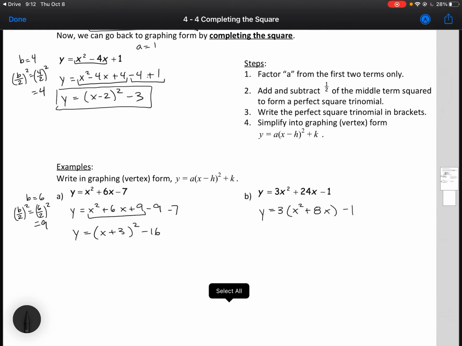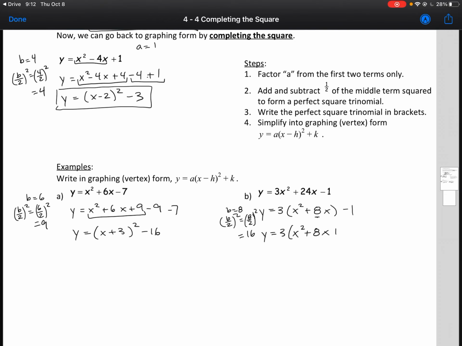So now my next step is to identify my b value. In this case, it's 8. Then I'm going to do b divided by 2 and square it. So 8 divided by 2 and then squared would give me 16. And now I'm going to add and subtract 16.